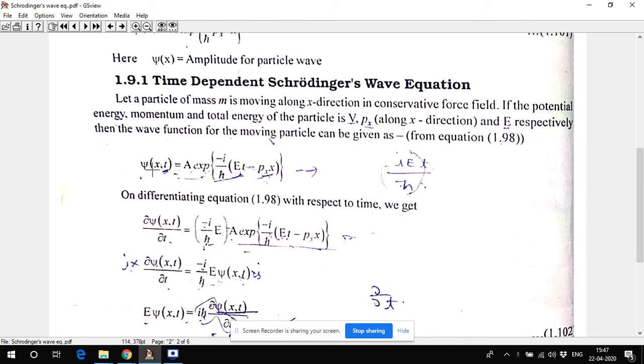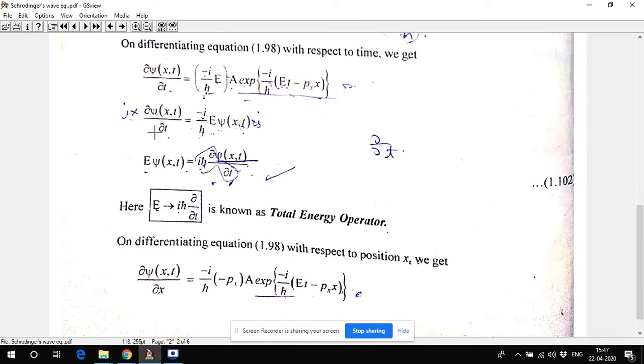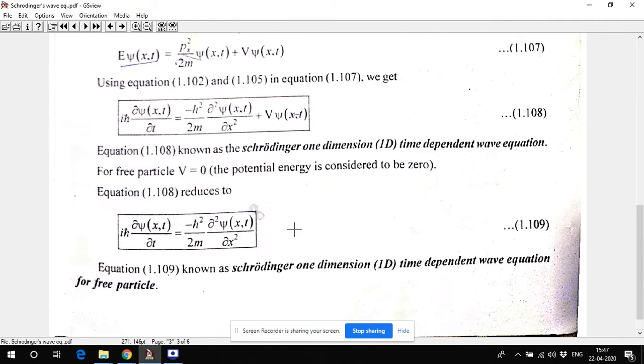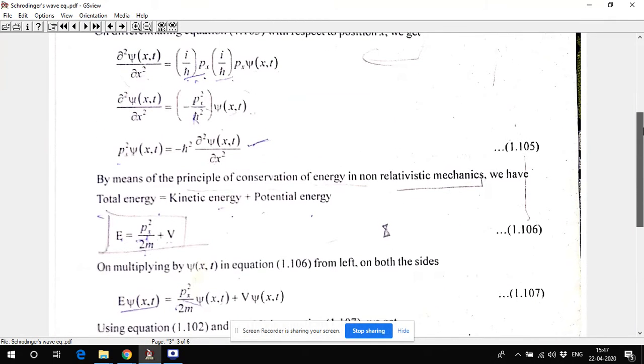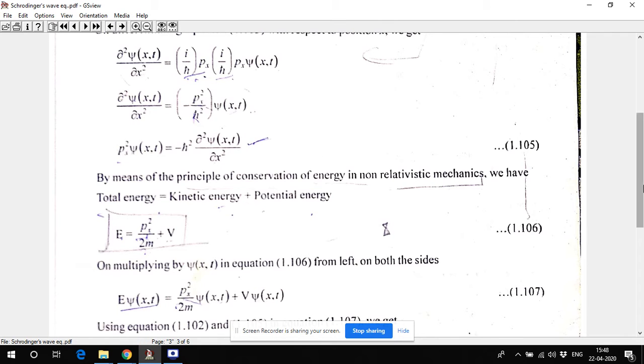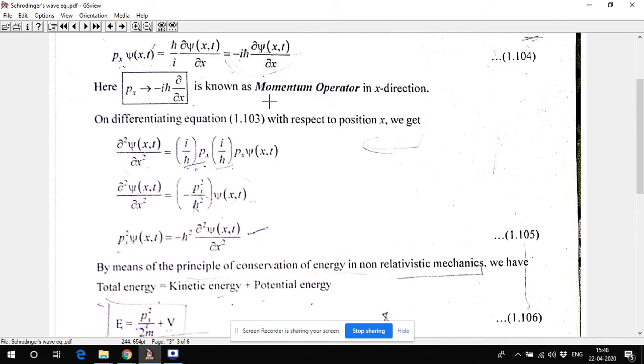We started with this equation: psi(x,t) equal to A exponential minus i upon h cross (Et minus px). You remember that we differentiated this equation with respect to time, and with respect to x two times. Differentiating with respect to t, we got this energy operator. Differentiating with respect to x one time, we got this particular momentum operator.